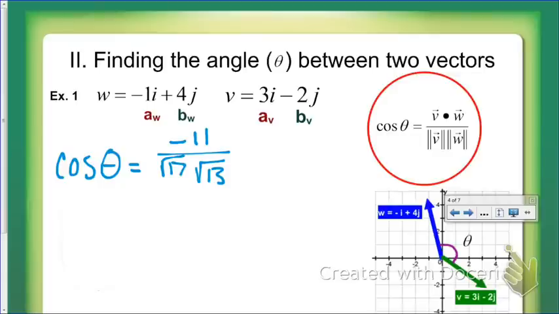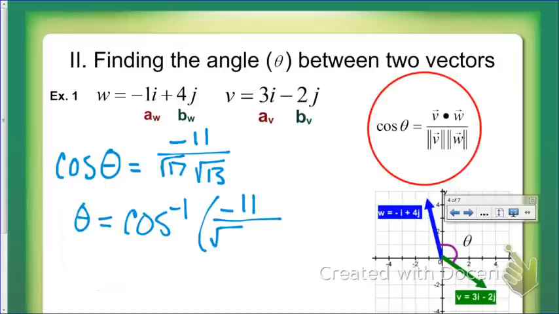So go ahead and get a calculator out and make sure we're trying to find this angle in degrees, so make sure you change your mode to degrees. And if you remember from what we did earlier this year, in order to find the angle here, we have to take the inverse of what I have. So to find my angle, theta is going to be cosine inverse of negative 11 over the square root of 13 square root of 17 square root of 13. Just be careful with your parentheses here. Make sure you're dividing by both the square root of 17 and the square root of 13.